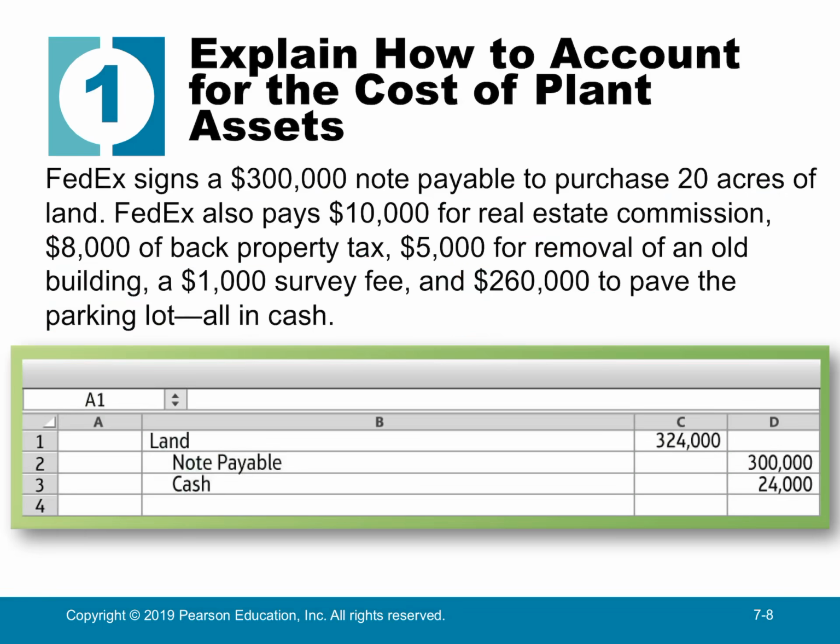So here's the journal entry for this transaction. We're going to debit the land account for that $324,000. The way we paid for all of this was we paid $300,000 with a note payable, and we paid the $24,000 of all those fees in cash.